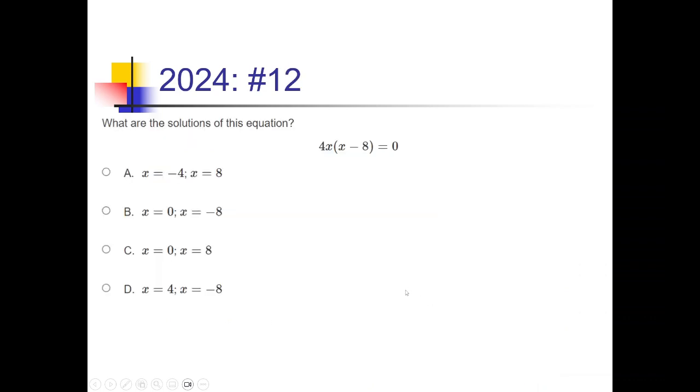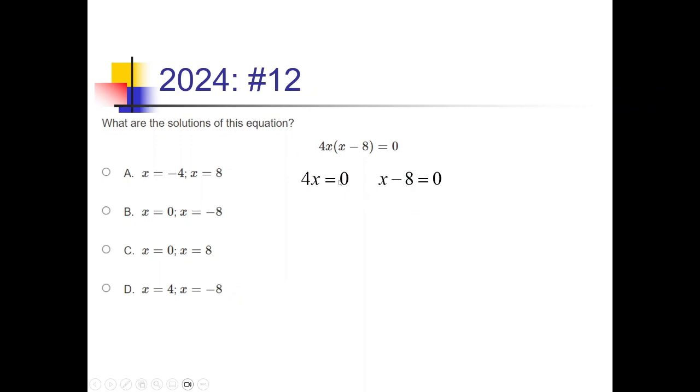For this problem, we're trying to find solutions to this equation here. Since this is already factored, we can use our zero product property, set each of these factors equal to 0, and solve them individually. So I can split this up into two equations, one where I'm trying to find the solution of 4x equals 0, and the other, x minus 8 equals 0.